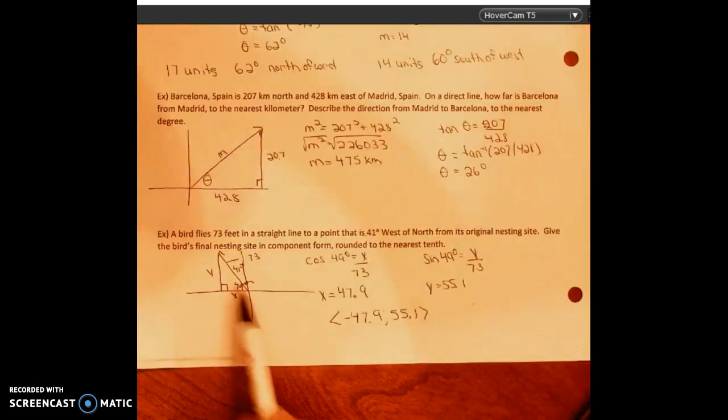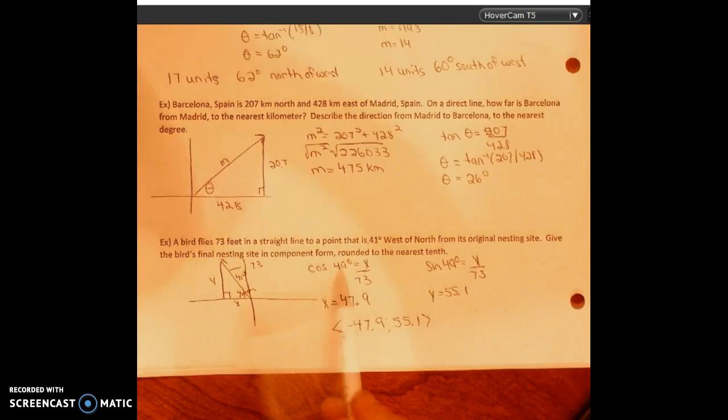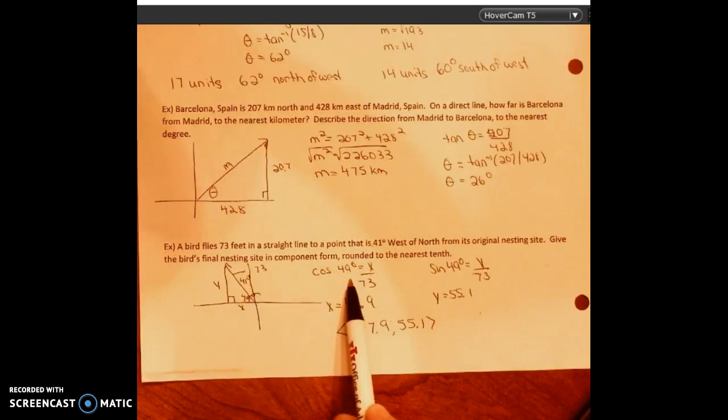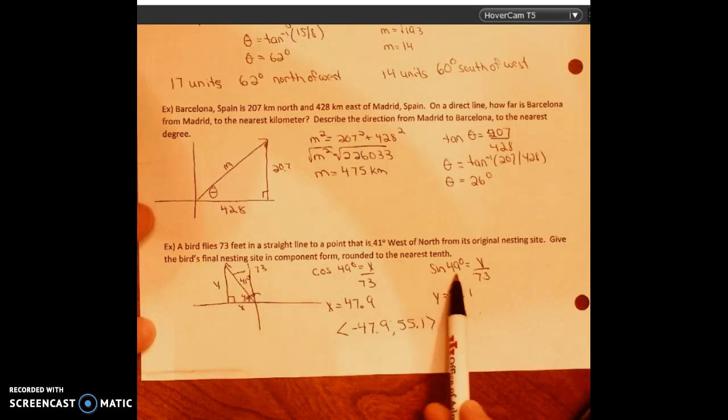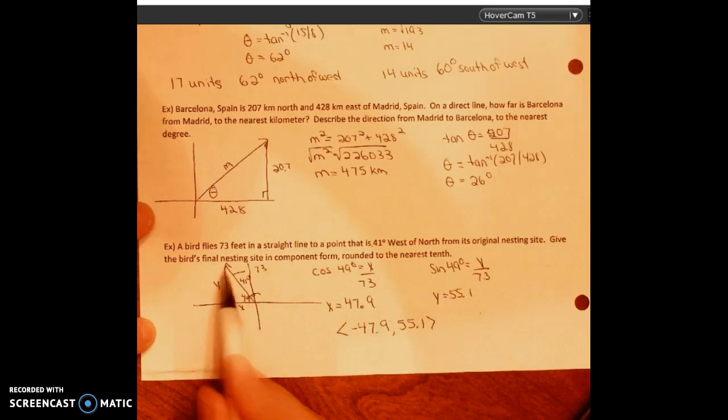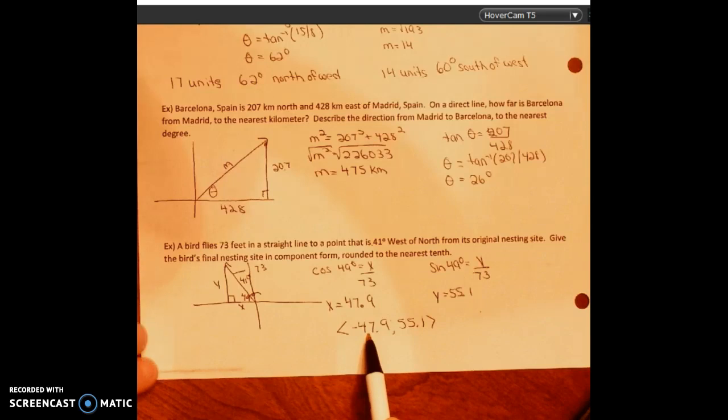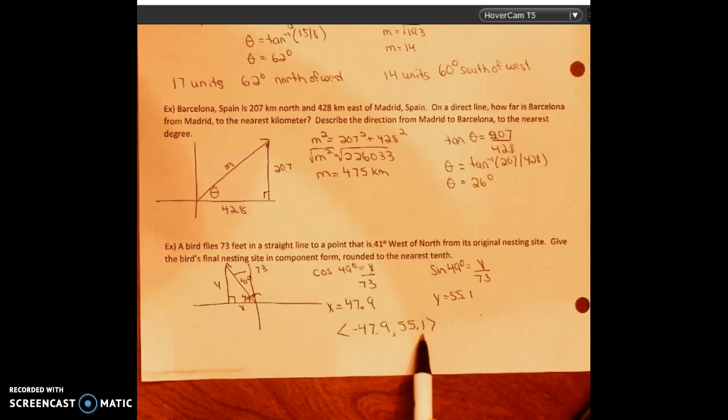Okay, so this angle in here was 49. Again, we have adjacent over hypotenuse using cosine. Then I have opposite over hypotenuse using sine. Last little piece, so I plug those into my calculator. I'm going left and up. So again, if I'm going left, it's that -47.9, and then I have the y to be 55.9.